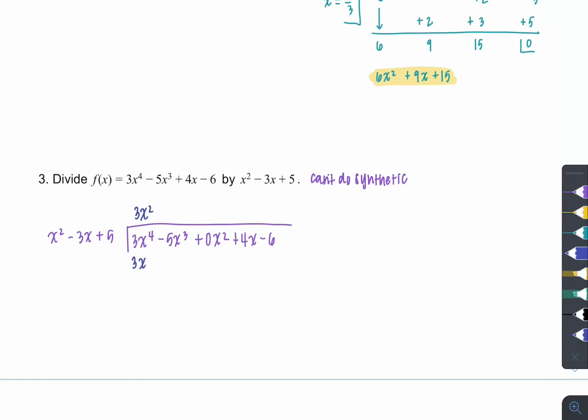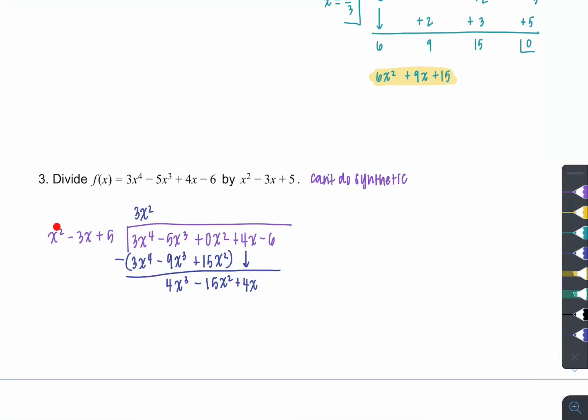3x squared times x squared is 3x to the fourth. 3x squared times negative 3x is negative 9x to the third. And 3x squared times 5 is 15x squared. We want to subtract that whole thing. So I get 0. Negative 5 minus the negative 9 is positive 4x to the third. Then I'm going to subtract 15, so it's negative 15x squared. And then I bring down that 4x.